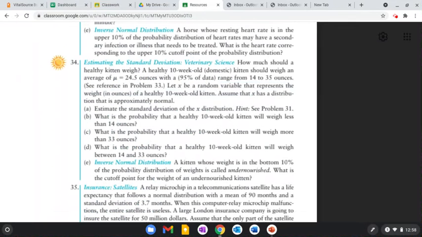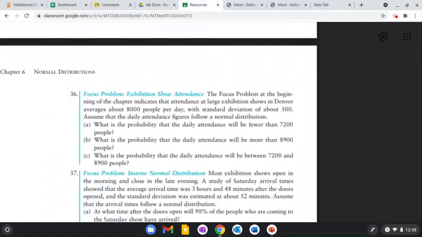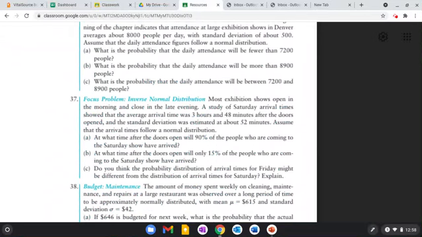See the one, undernourished kittens. All right. Well, anyhow, I think you'll find it. I'll put a note. I'm pretty sure there's one where you have to convert the units, and I'll make a note on that on your homework. So very similar. You're just going to be doing these inverse normal ones.